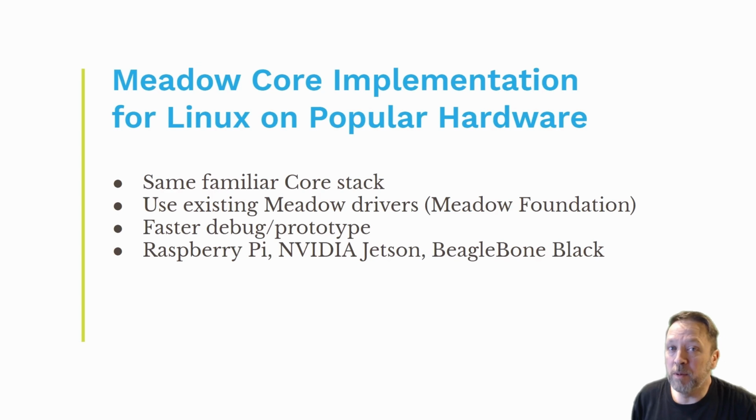Meadow.Linux is basically an implementation of the core stack for Linux that supports popular hardware that's available off the shelf today. So it's got the familiar core stack, and it allows you to use existing Meadow drivers like Meadow Foundation or anything that you create. It gives you faster debugging and prototyping speed because you're using hardware that is local and a little easier to deploy to. And it supports things like Raspberry Pi, the NVIDIA Jetsons, things like the Nano and the AGX. It also supports BeagleBone Black. And in fact, it supports WSL2.